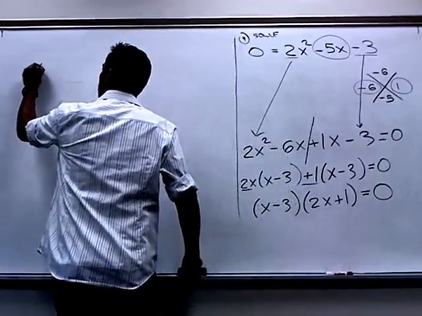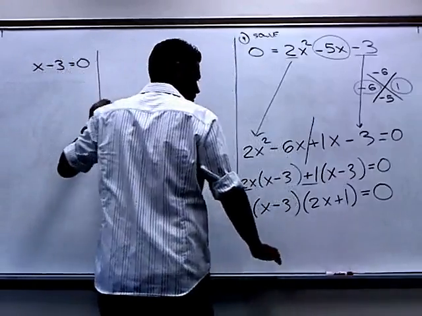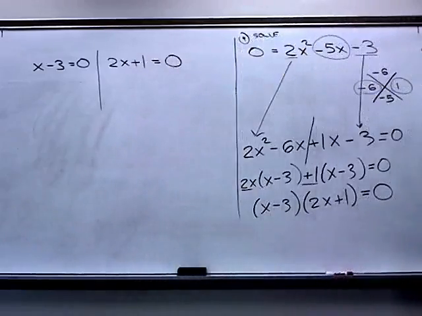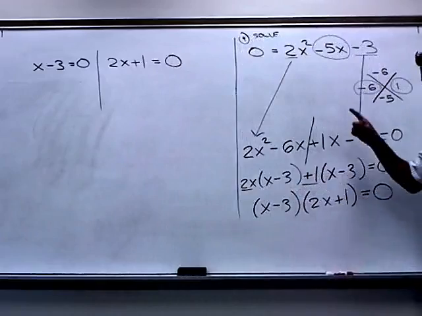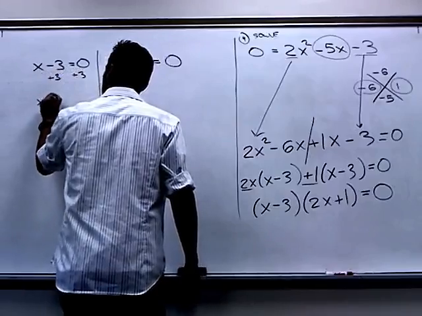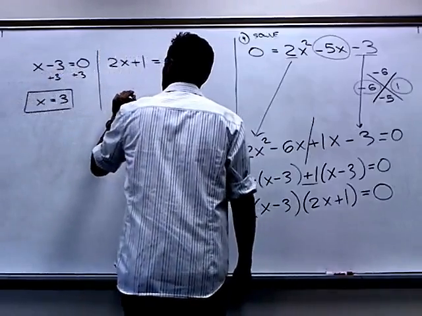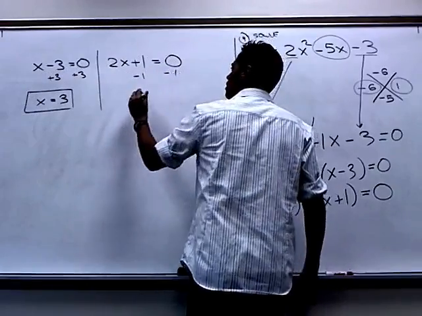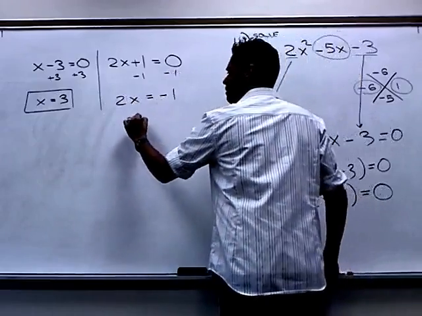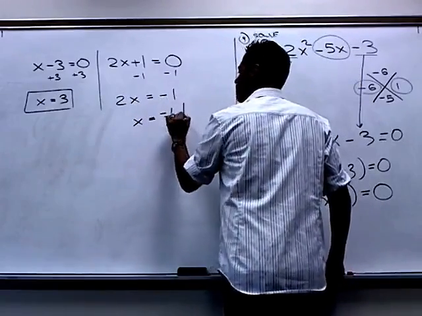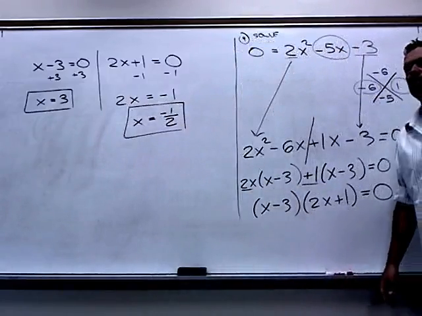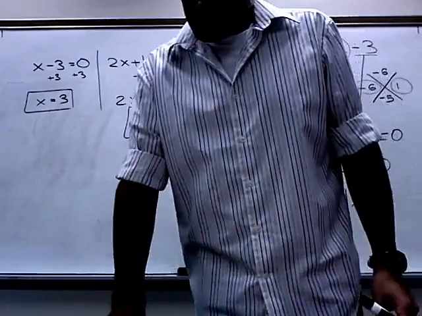So I set x minus 3 equal to 0. This is step 5. I'm still solving the equation. I take each of the factors and set them equal to 0. The first one, you just add 3 to both sides, and you get x is 3. So that is one potential solution. For this one, I subtract 1 first, and then divide by 2. So you get negative 1/2. And then you check them. I'm not going to check them, but I believe they both work.